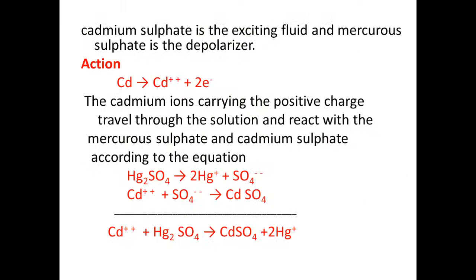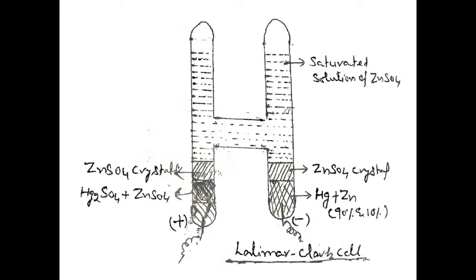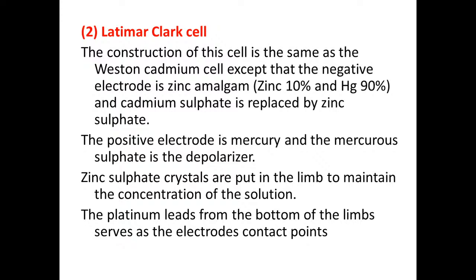Under this heading, the second cell is the Latimer-Clark cell. The only difference is of the metal and the solution. The construction of this cell is the same as that of the Western cadmium cell, except that the negative electrode is zinc amalgam, that is zinc 10% and mercury 90%, and cadmium sulphate is replaced by zinc sulphate. The positive electrode is mercury and the mercurous sulphate is the depolarizer.